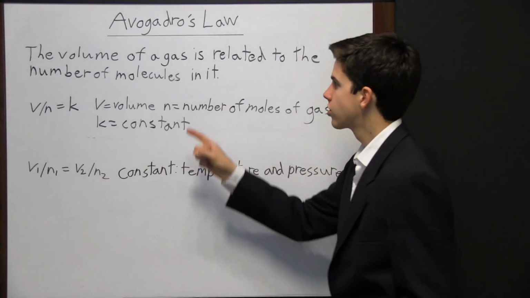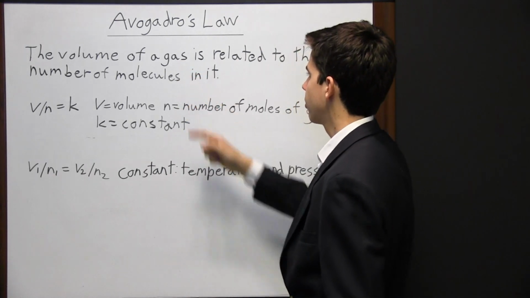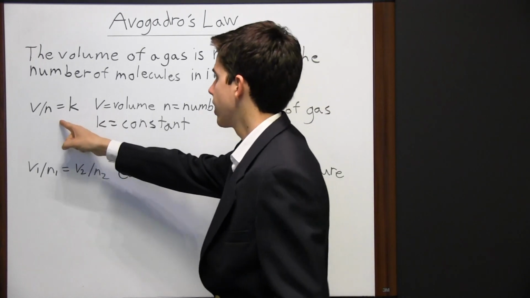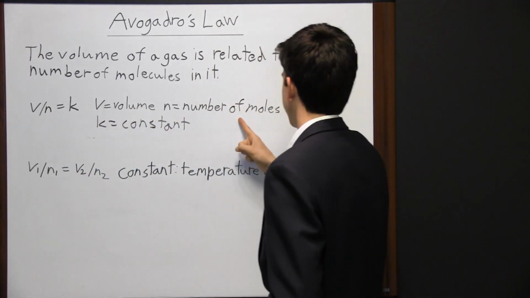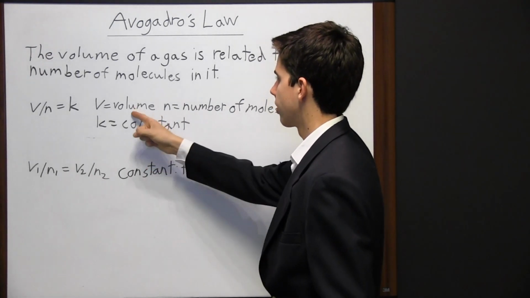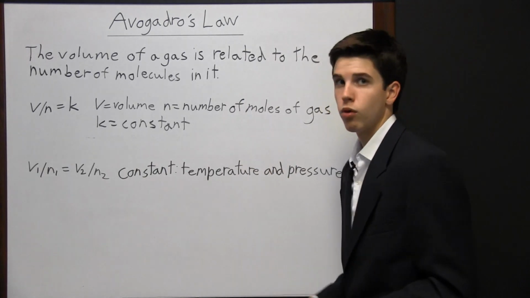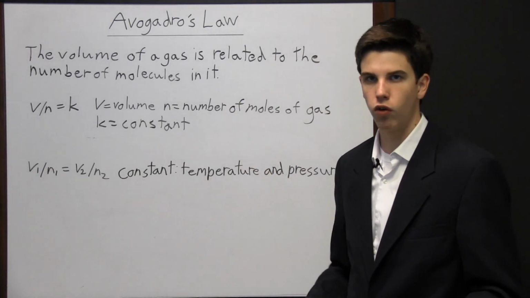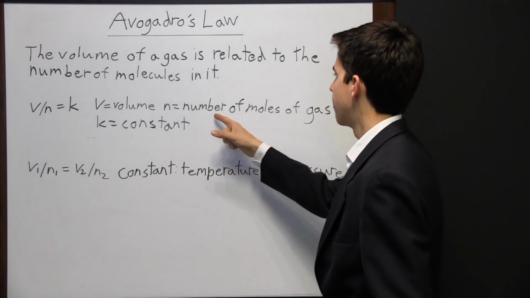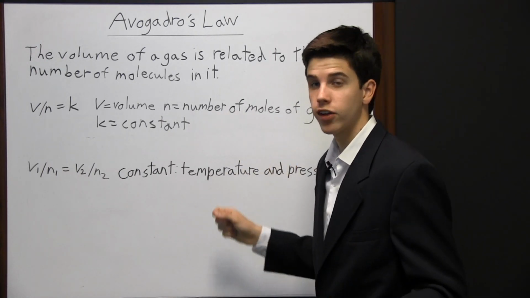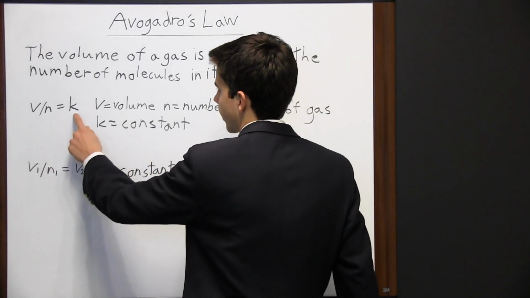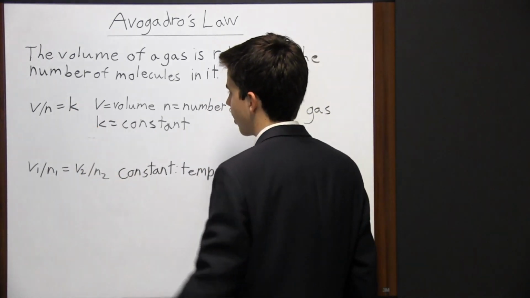Avogadro's law shows that the volume of a gas is related to the number of molecules in it. It can be expressed in this equation, V divided by N equals K, where V equals volume, N equals number of moles of gas, and K equals a constant. Now you know what a volume is, but you may be wondering what moles are. Well, a mole is the amount of a substance. 1 mole equals X amount of molecules. So the number of moles then is just a measure of how many molecules are in a substance. And then K is a constant, meaning it's unchanging. So like in this equation, K is always going to be the same number.